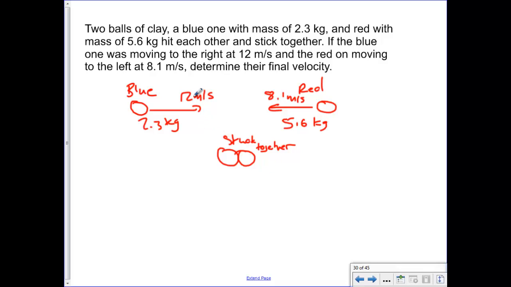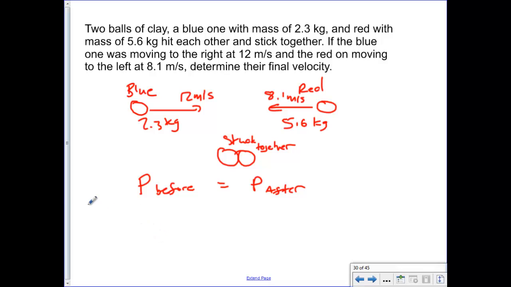It's kind of tricky to figure out though, because this one here is moving 12 meters per second, and this one's 8.1, so you might think it's probably going to go that way. But this one's heavier, and this one's lighter. So we'll figure it out based on positives and negatives by the time we're done. So let's see. Momentum before will need to equal the momentum afterwards.